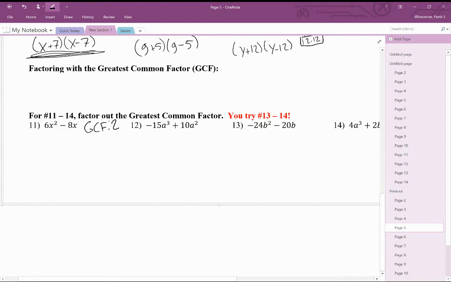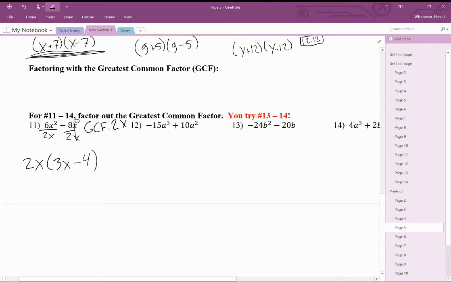It's always going to be the lowest exponent is how many you pull out. So in this case, it's 1, so it's just 1x. Then you're going to divide both of these by 2x. You put your greatest common factor on the outside of these parentheses. 6 divided by 2 is 3, x squared divided by x is x, minus 8 divided by 2 is 4, and then x divided by x is 1, so there's nothing. And then that would be our answer.